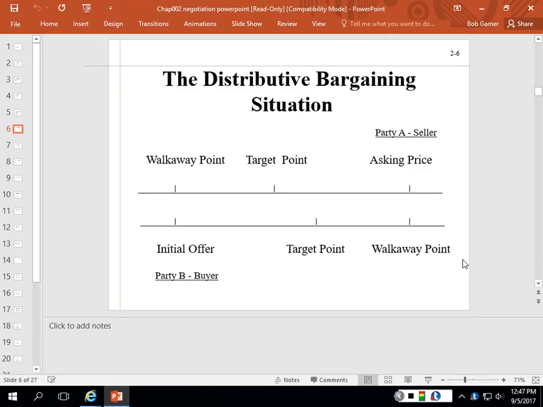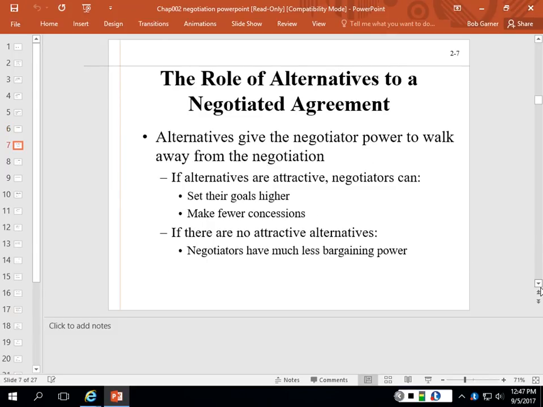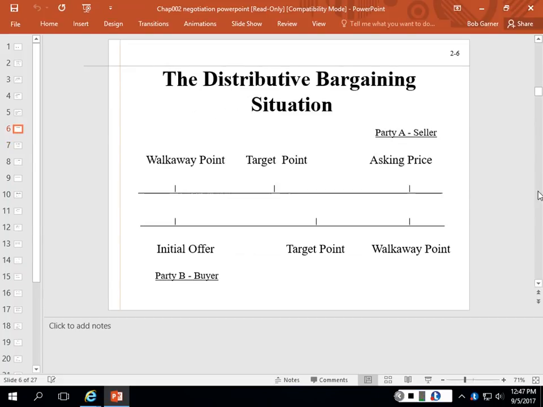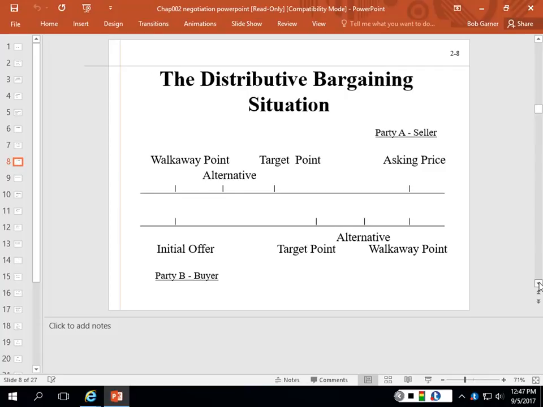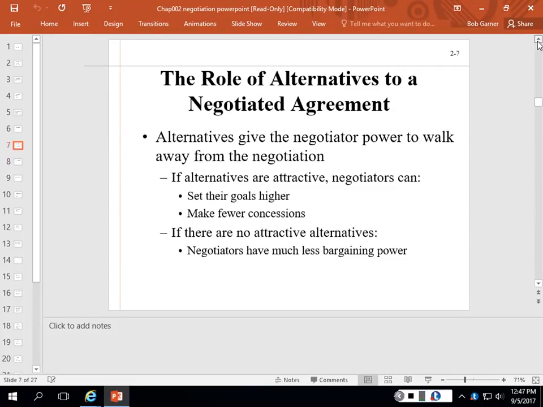Okay, next slide. You don't really need to worry about it. It shows the one with alternatives. I guess we'll get to it in a second. Yeah, that's the one with alternatives. You don't need to worry about that because it's kind of hard to put alternatives in a linear view.